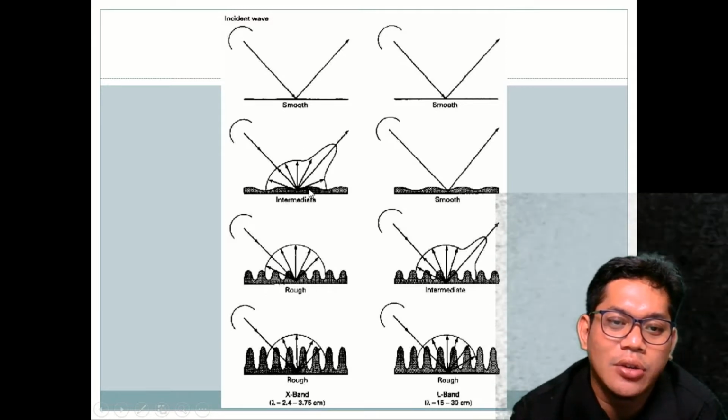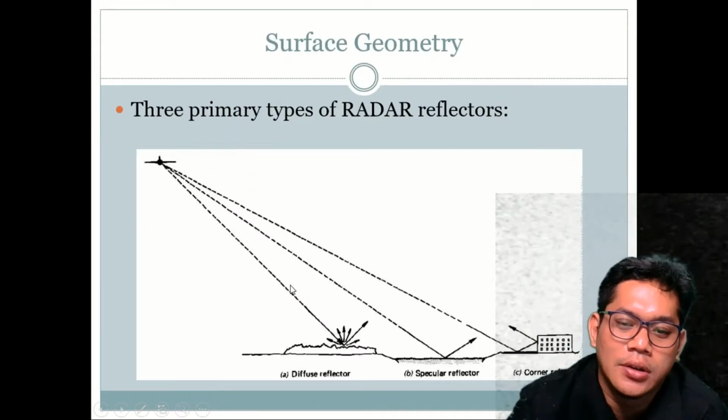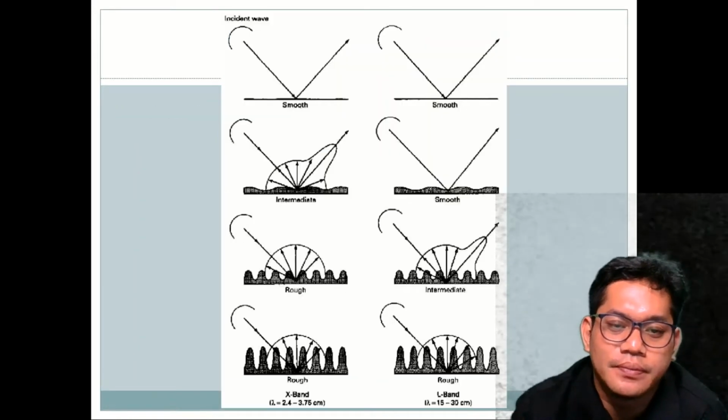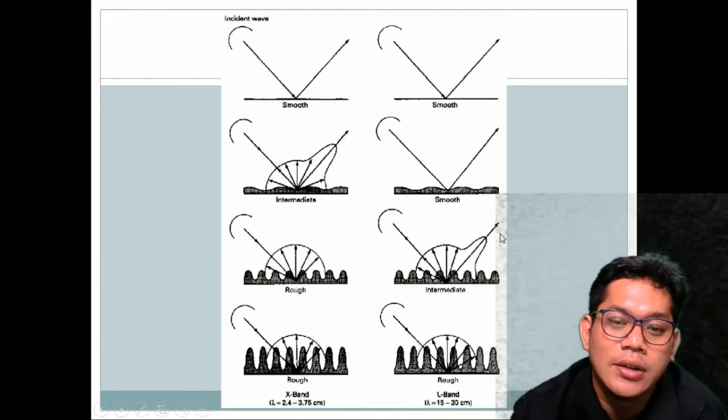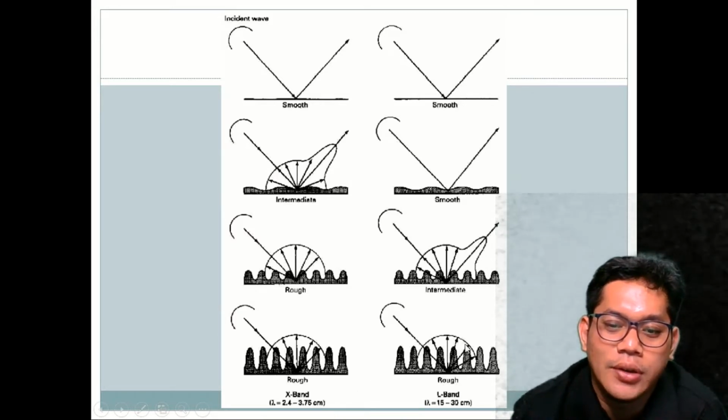surface unevenness on the intermediate surface, as opposed to the L band, which is wider and still gives you a smooth surface. Okay, and for the rough surface, it will reflect what we call diffuse reflector, more diffuse reflection shown. However, for the L band, it will show you slightly diffuse, and of course the rougher surfaces can only be detected by the L band.